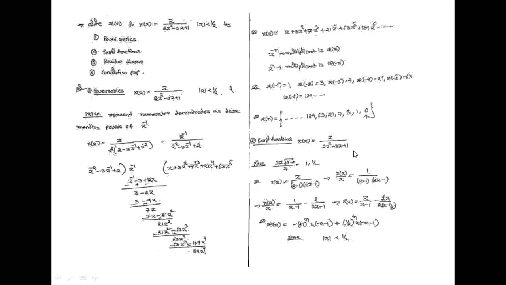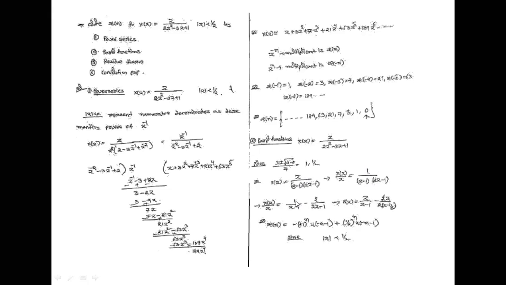Or otherwise you can see z minus 1 and 2z minus 1. If you multiply these two, 2z square minus 2z and minus z is minus 3z, and minus into minus is plus 1. This satisfies the condition. So x of z by z is equal to 1 by z minus 1 times 2z minus 1.